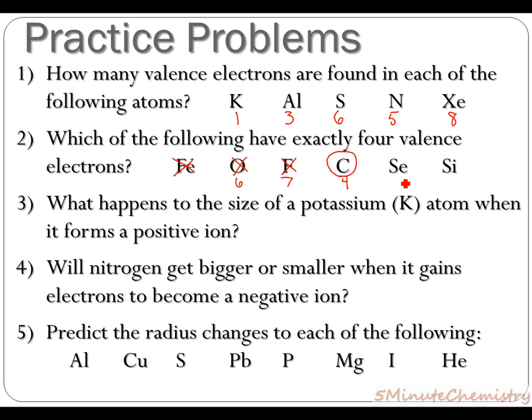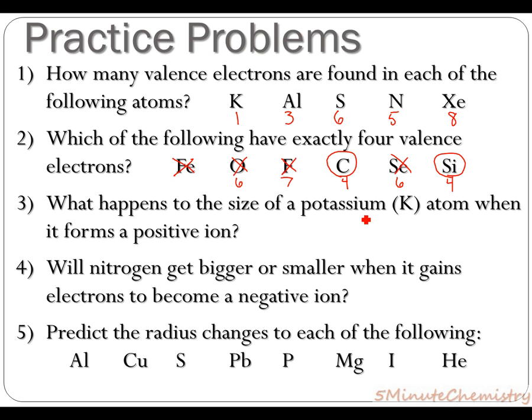Selenium. Selenium is found below oxygen. They're in group 6A, so 6 valence electrons. That doesn't work. And lastly, silicon is again in group 4. Silicon falls right below carbon. So carbon and silicon have exactly 4 valence electrons.